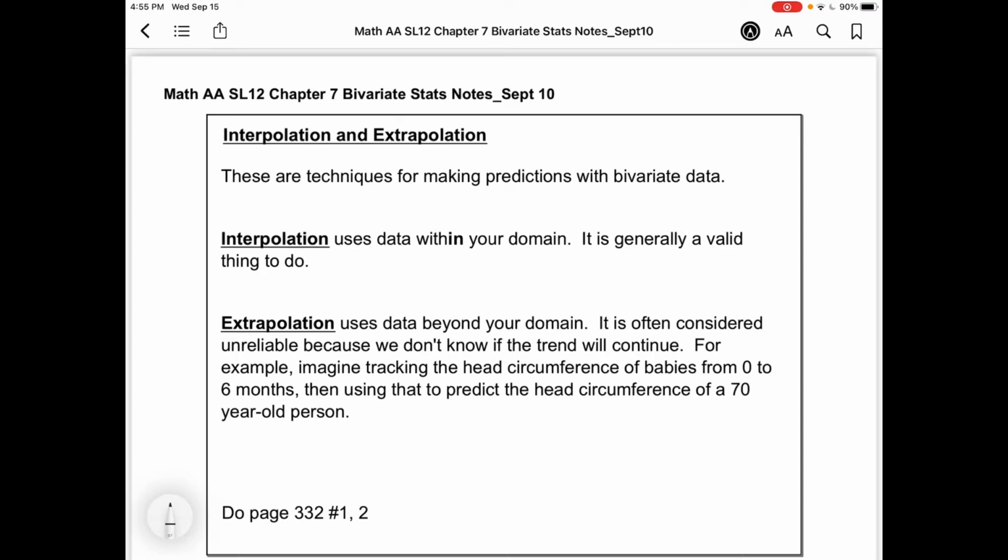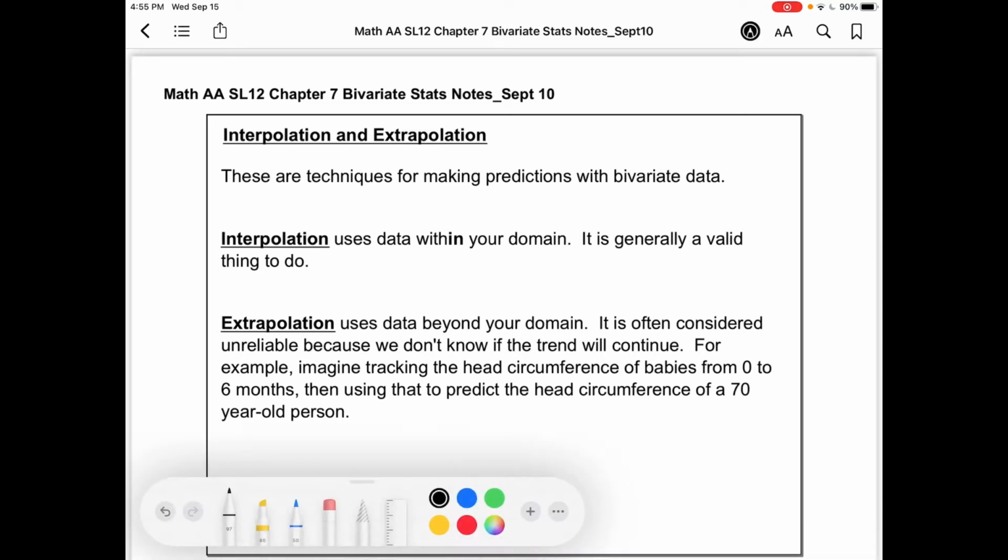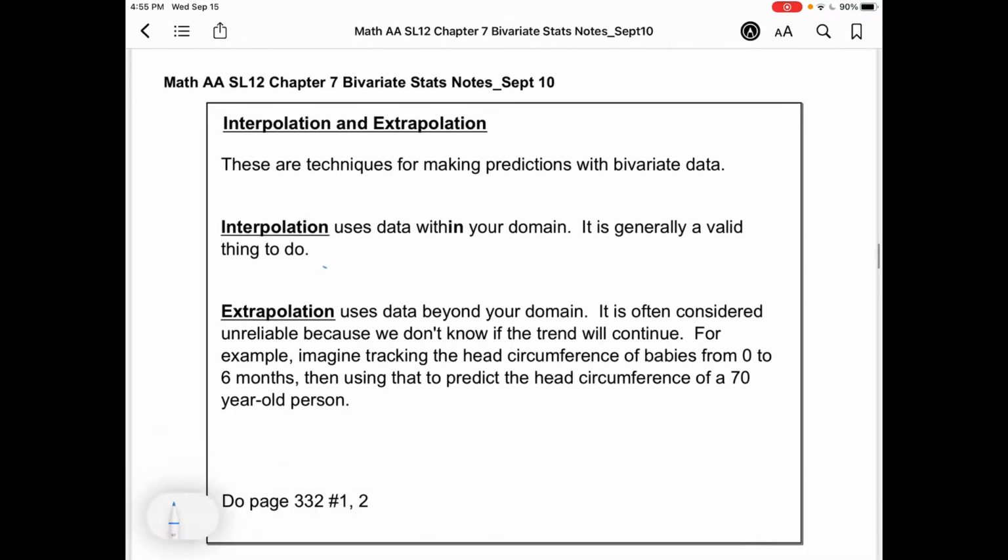So interpolation uses data within your domain. And the IB would say that this is generally an okay thing to do. With all predictions, you should go with a certain amount of caution. But interpolation, we're just going to say, okay, says the IB. Extrapolation uses data beyond your domain, and it's often considered unreliable because we don't know if the trend will continue.